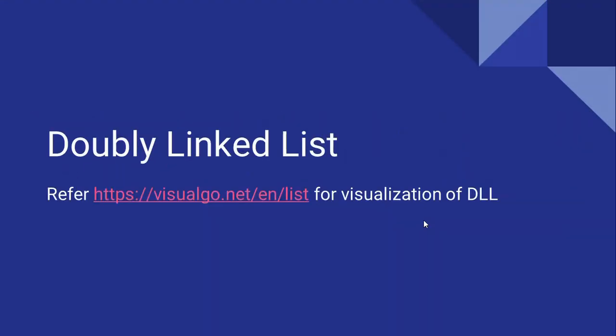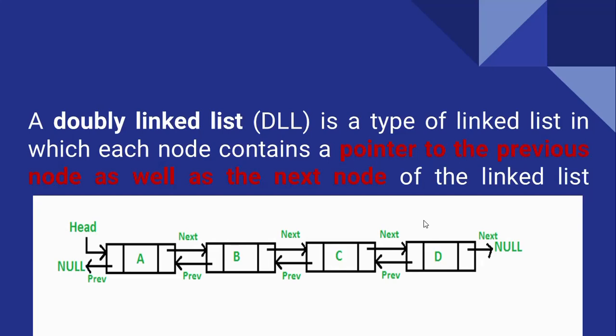Dear students, in this video we are going to learn about doubly linked list. A doubly linked list is a type of linked list in which each node contains a pointer to the previous node as well as the next node of the linked list. So this is the picture which shows you how the doubly linked list is created.